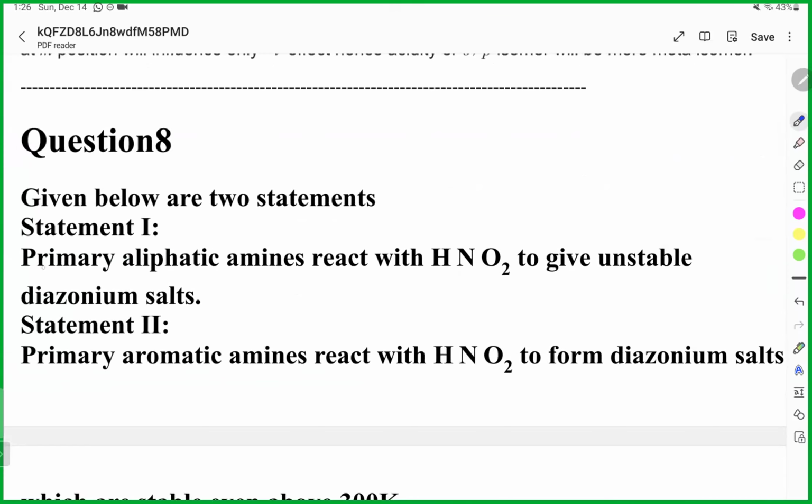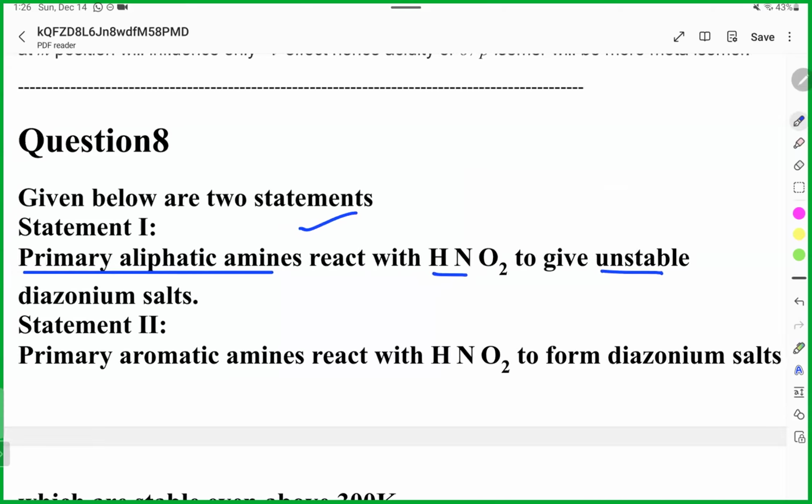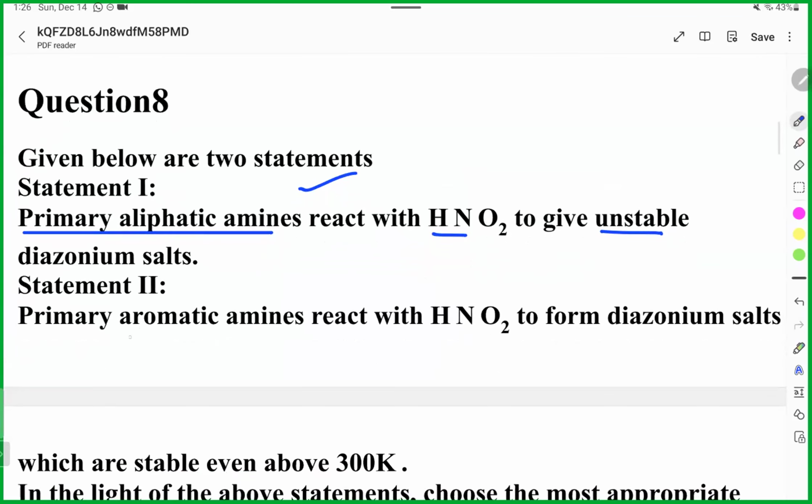Primary aliphatic amine reacts with HNO2 and gives unstable diazonium salt. True. Second, primary aromatic amine reacts to form diazonium salt that is stable even above 300. No, only at low temperature, 0 to 5 degrees. I've been asking so many times.